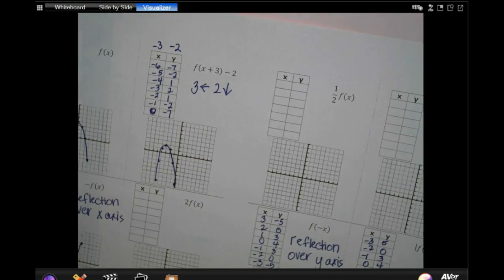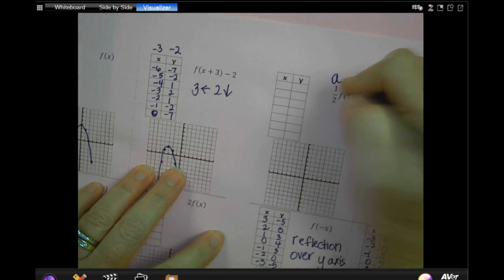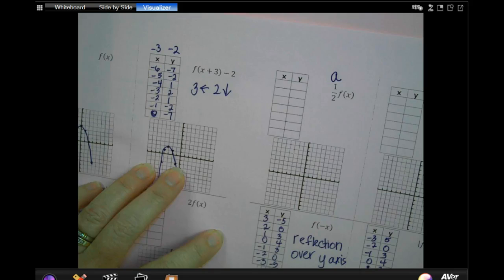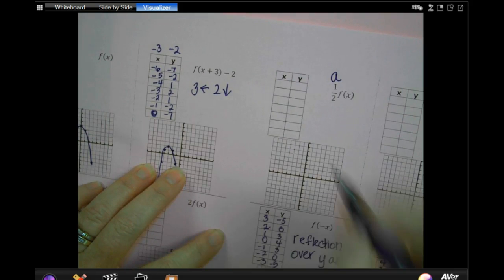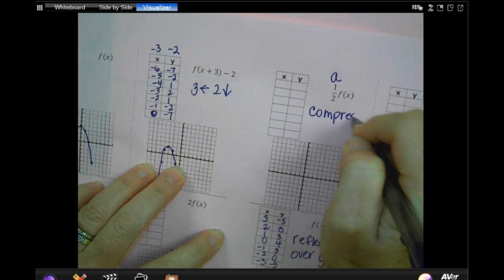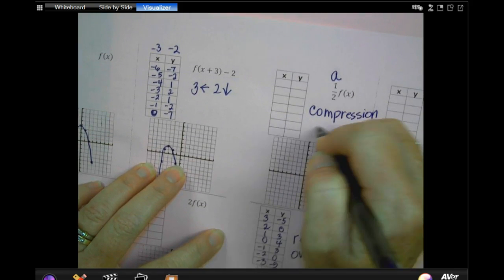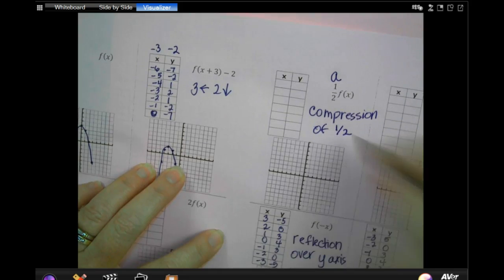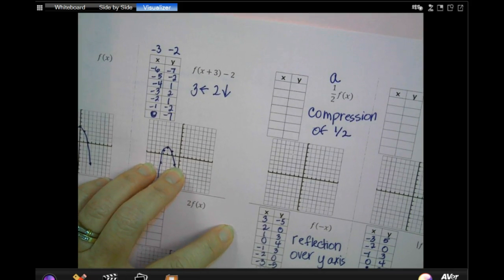Okay, so the next one I'm going to do is the 1/2 x. And this is an a value. And if the a is less than 1, this is a compression. And that's what we did in Algebra 2. We called it a compression. But which column are you multiplying it by? X or Y? The Y.